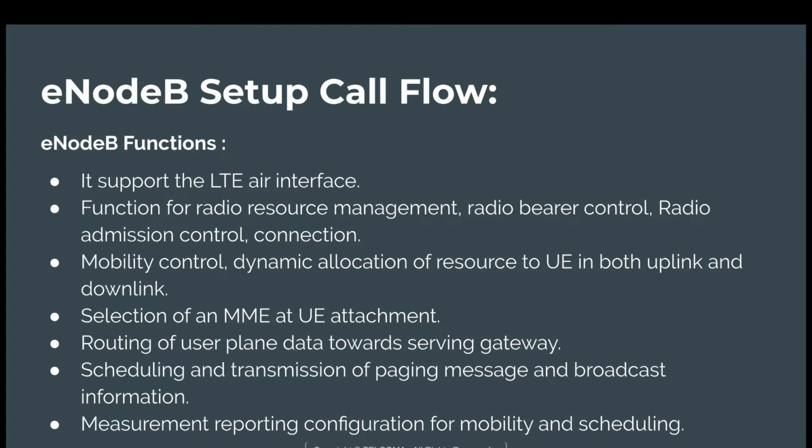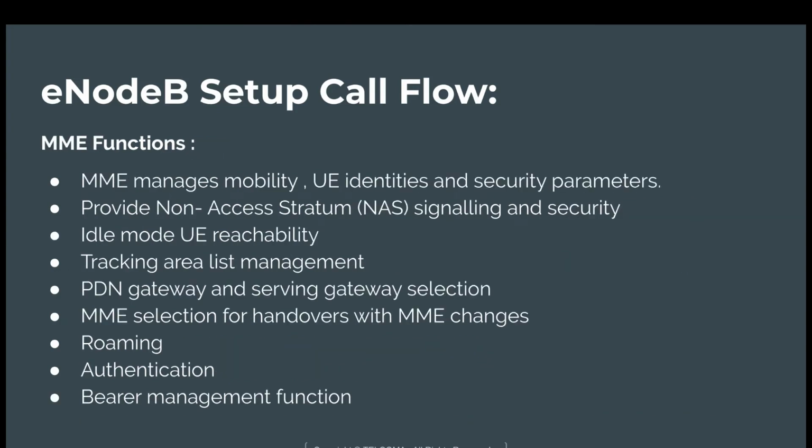Next we are going to discuss the MME functions. The MME manages mobility, UE identities, and the security parameters. It provides non-access stratum signaling and security. It provides idle mode UE reachability, tracking area list management, PDN gateway and serving gateway selection, and MME selection for handover with MME changes. It also provides roaming, authentication, and bearer management functions. So these are the functions of the eNodeB and the MME.